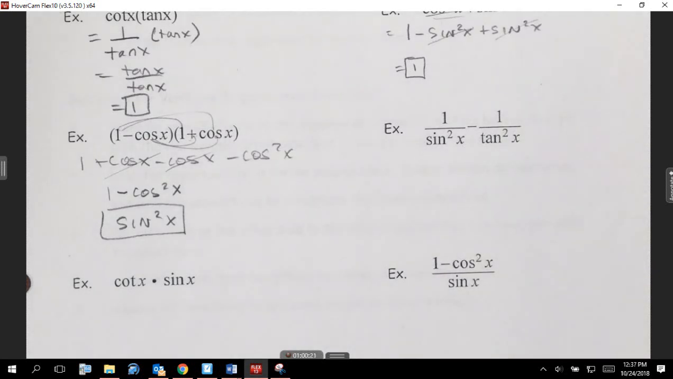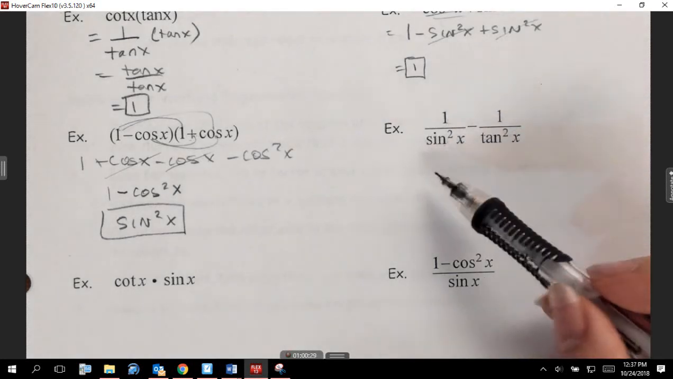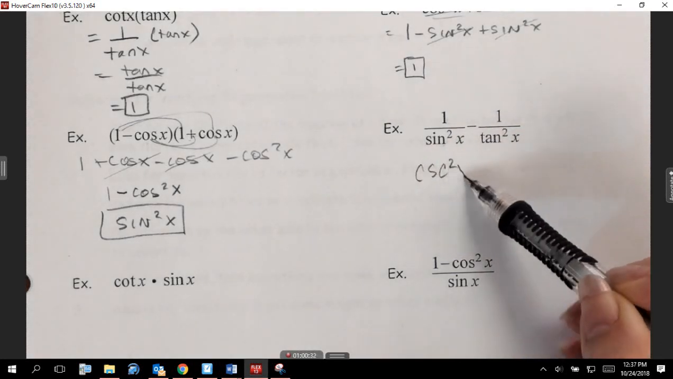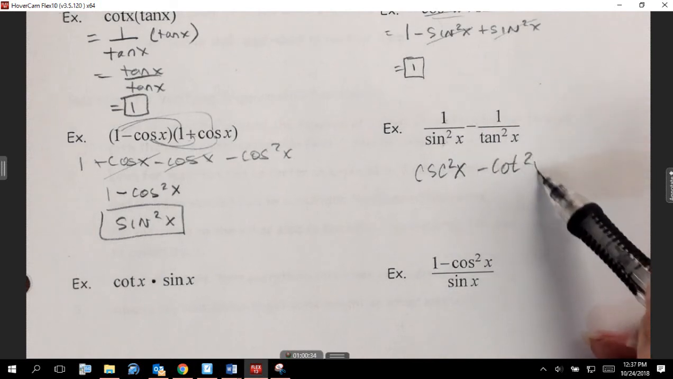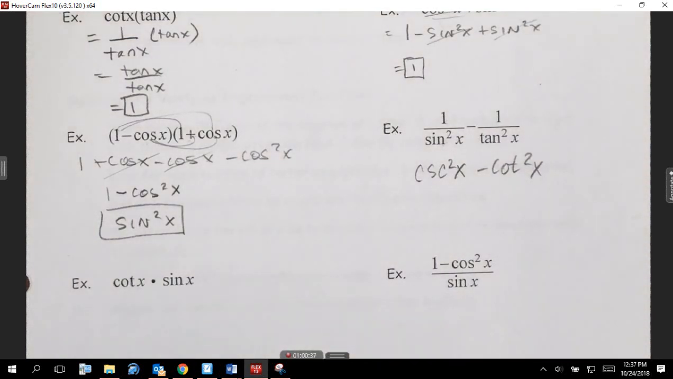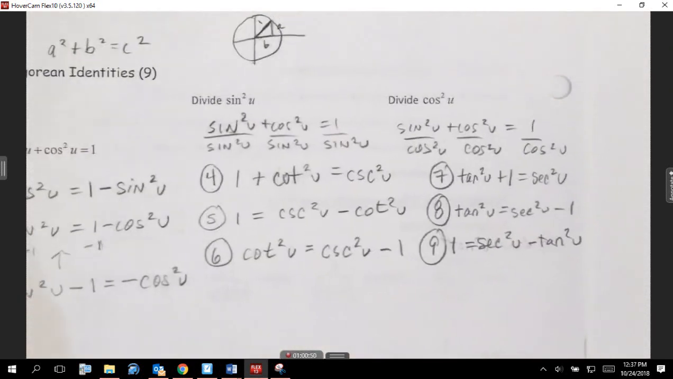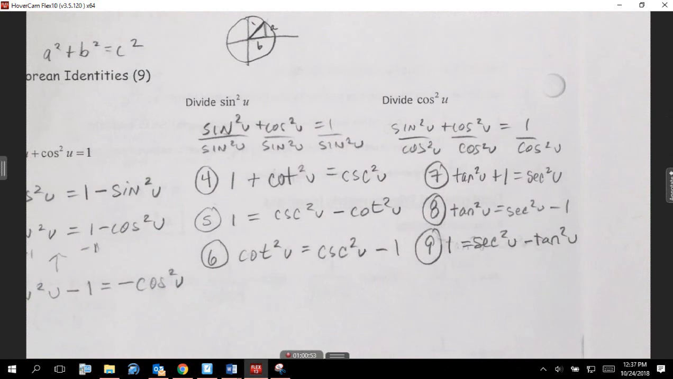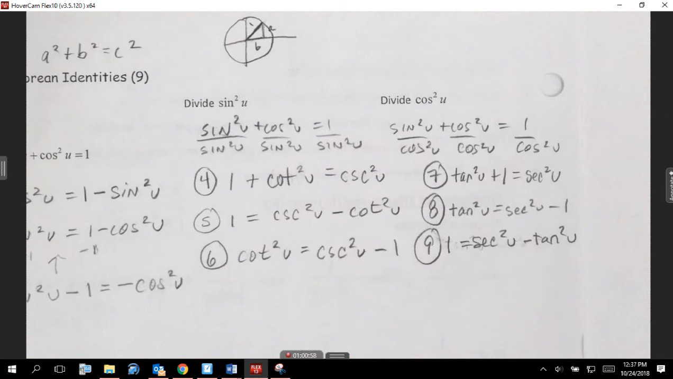How about the next one? 1 over sine squared x minus 1 over tangent squared x. So since this is a reciprocal, you're using that reciprocal property: cosecant squared x minus cotangent squared x. That's not it. Any ideas? I see squareds, so I'm going to start looking over here. Which number? Number 5. Look, it is number 5. So our answer is 1.